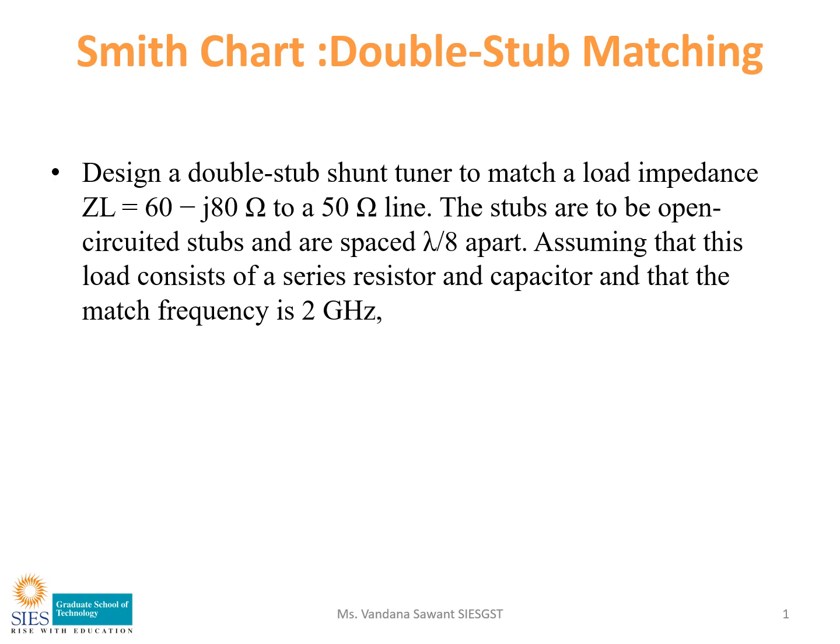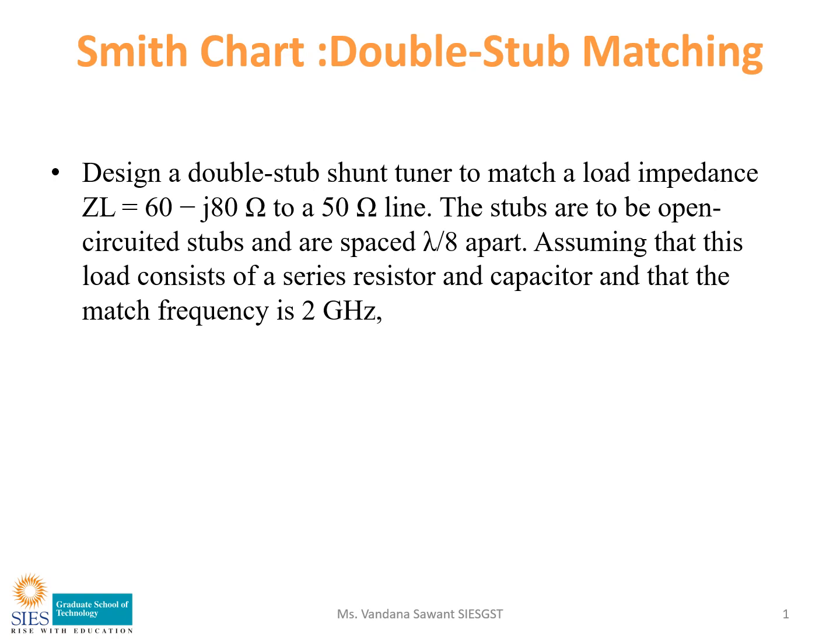The stubs are to be open circuited stubs and are spaced lambda by 8 apart. Assume that this load consists of a series resistor and a capacitor, and that the match frequency is 2 GHz. So here we need to design two shunt stubs which are open circuited and spaced lambda by 8 apart.